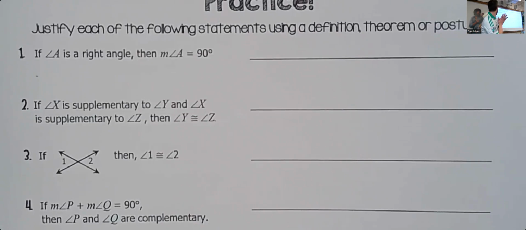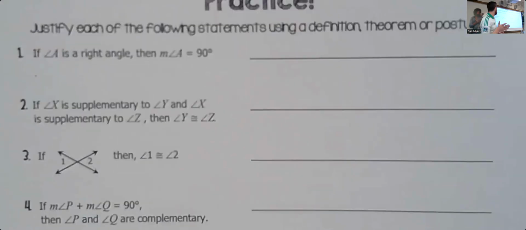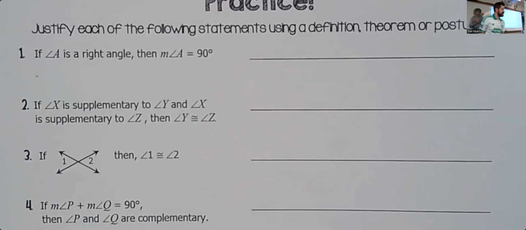So let's see, angle A. Complementary means there would have to be two angles that add up to 90. But if angle A is a right angle, then the measure of angle A equals 90 degrees. That's true. Yeah, but why? What theorem, postulate, definition are we using to say that? Definition of a right angle.